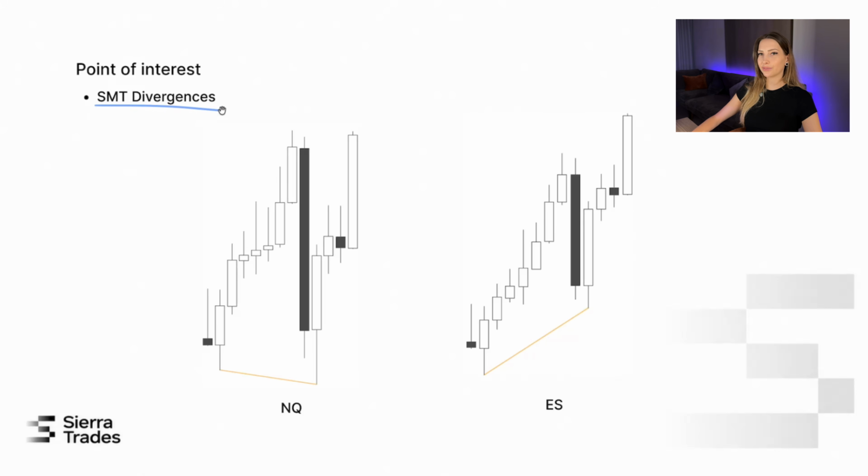Third, SMT divergences. This one is specific to correlated instruments, NQ and ES for example. An SMT is when one sweeps a key level and the other does not follow. So we can see that one of them is lying. And this divergence tells you which direction the real move is coming from.